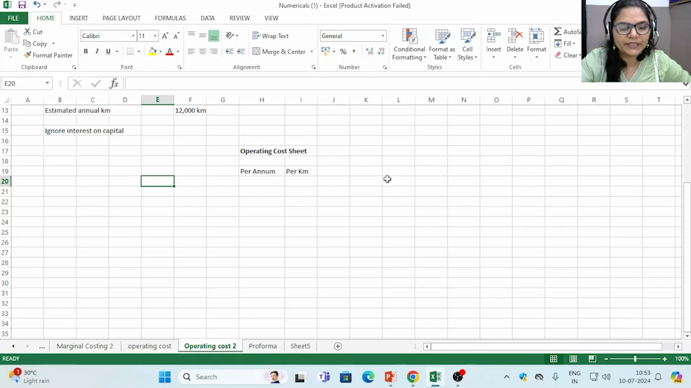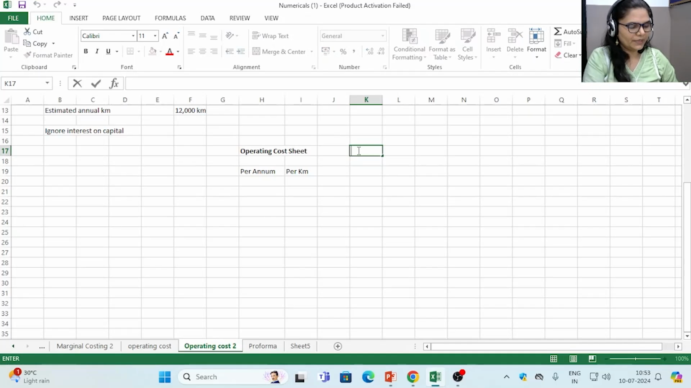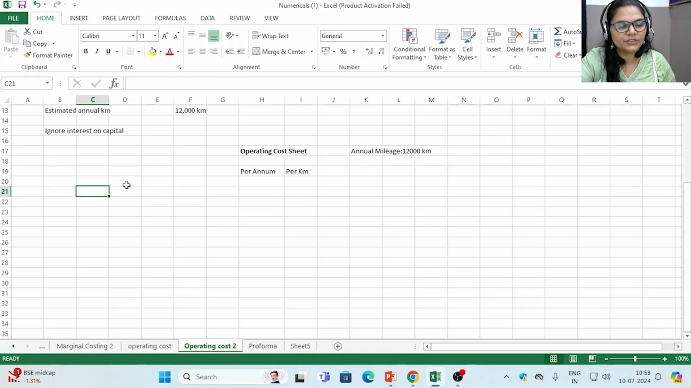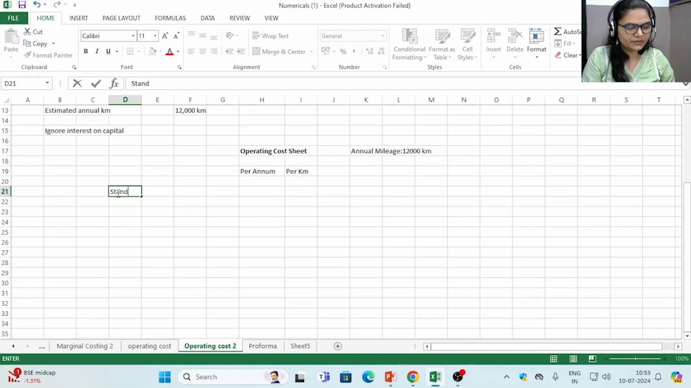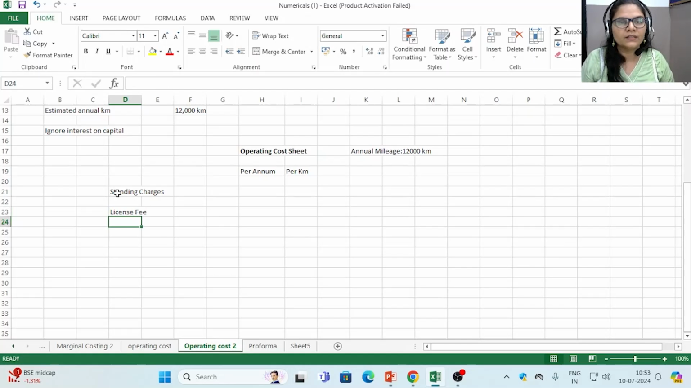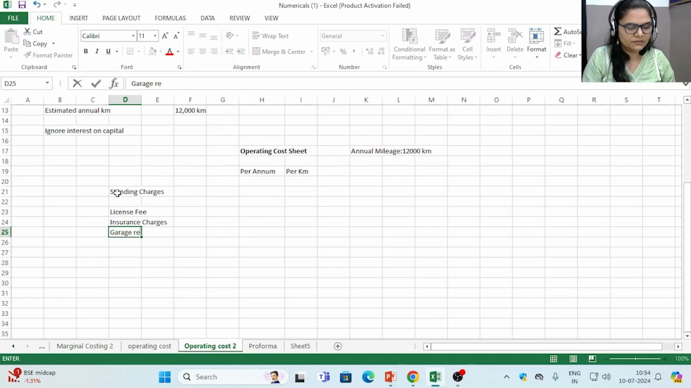First we need an operating cost sheet, and we will write over here annual mileage. Annual mileage is 12,000 kilometers. First is standing charges. Standing charges we have license fee, then we have insurance charges, then we have garage rent.